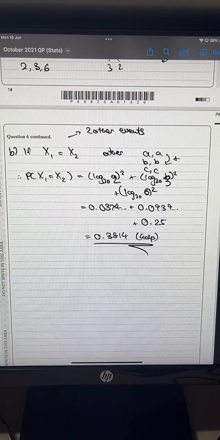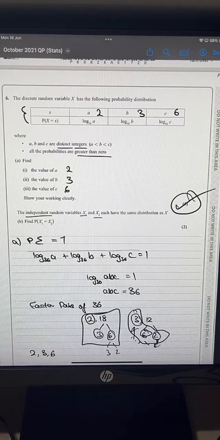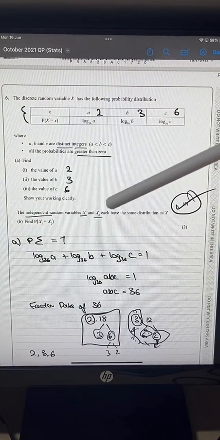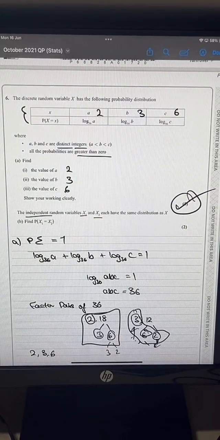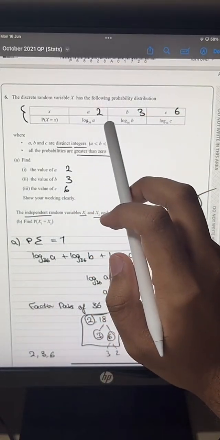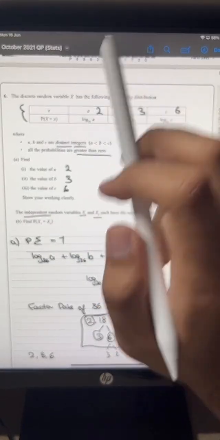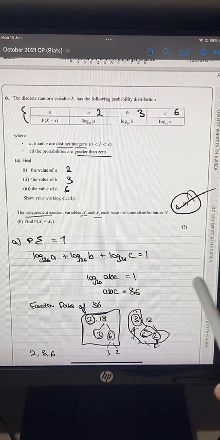I am going to explain it again. So the question is telling you that you've got two other variables, x1 and x2. They love using that notation just to say that they're basically variants of this, but the distribution is the same. So if I just imagine that this is the distribution for x1, the values are 2, 3, and 6, and they've got the same probabilities. You have the exact same table for x2 as well.